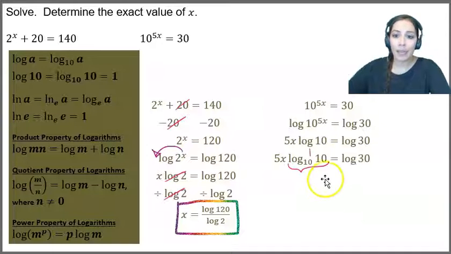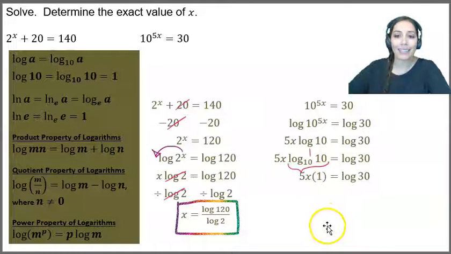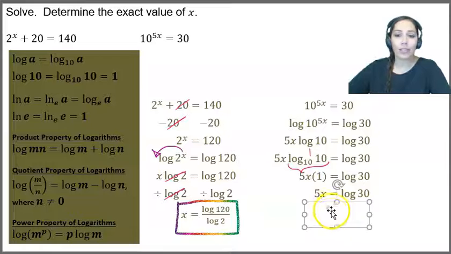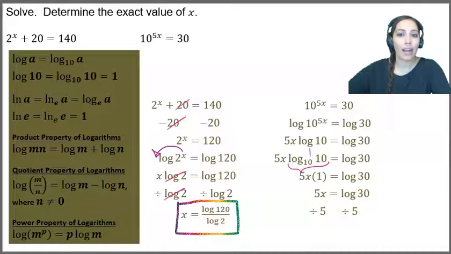So on my next step, I really have 5x times 1 equals log of 30. So I have 5x equals log of 30. Then from here, I'm solving for x, so I'm going to divide by 5 on each side. When I do that, the 5s will cancel on the left, and I end up having x equals log of 30 over 5 as my final answer.